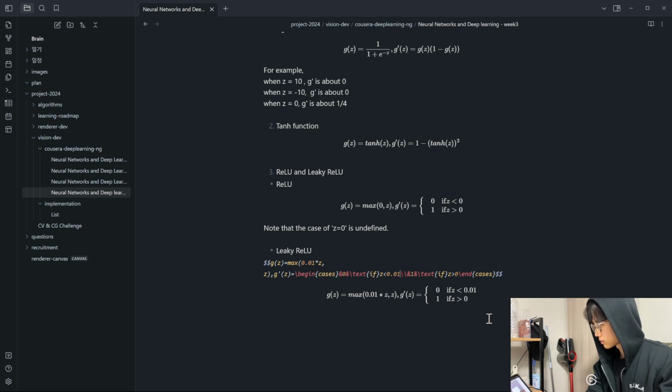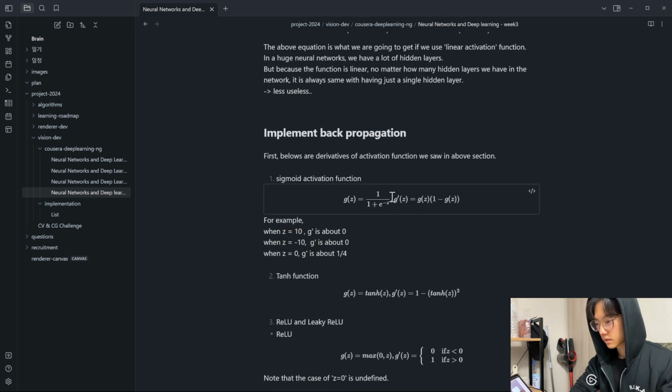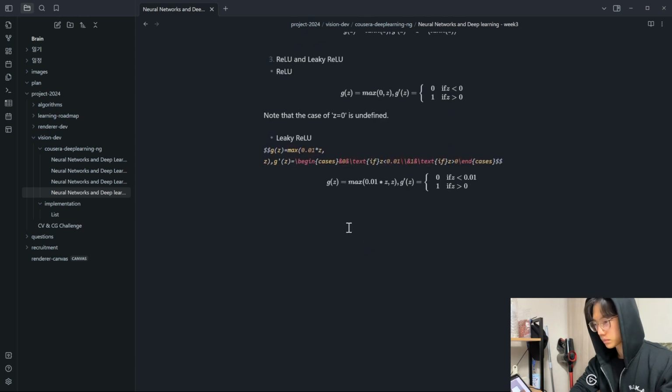So with these formulas, you should be able to compute the slopes or the derivatives of your activation functions. Now that you have this building block, you're ready to see how to implement gradient descent for your neural network. Let's go on to the next video to see that.